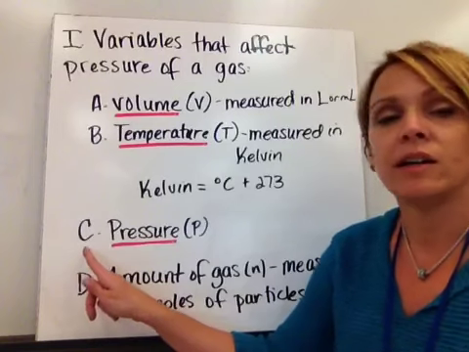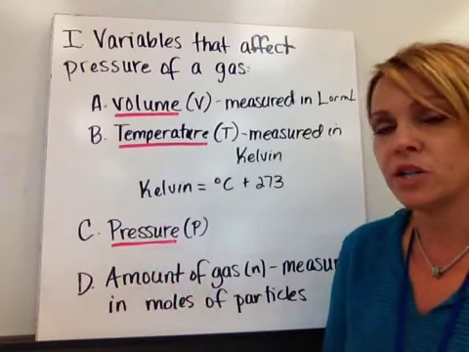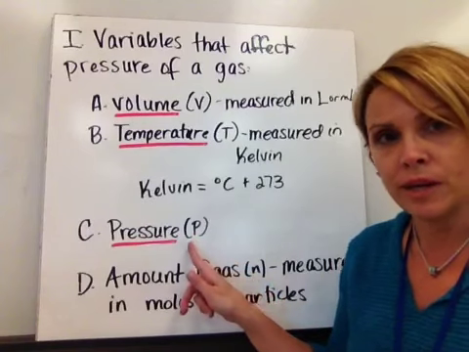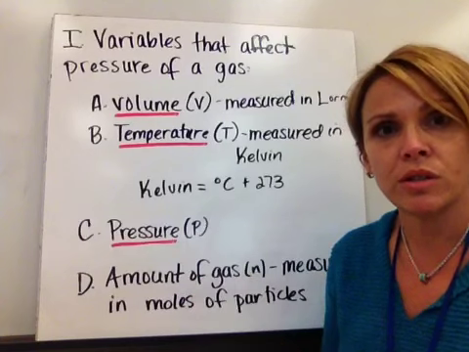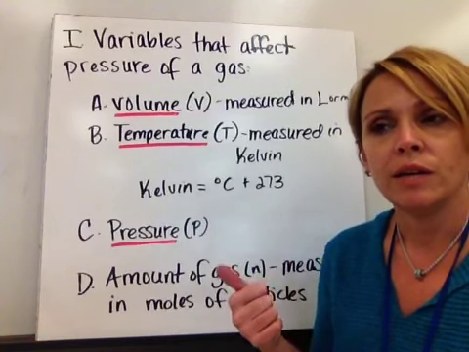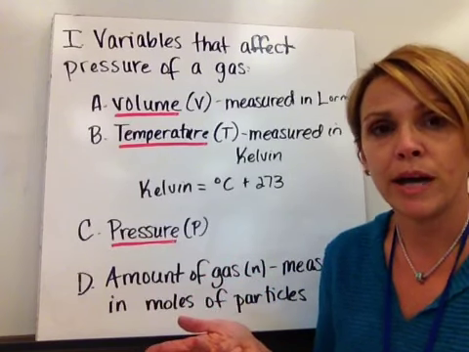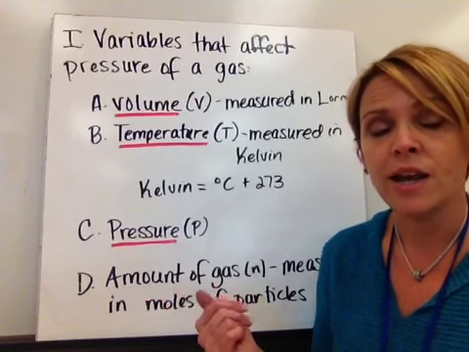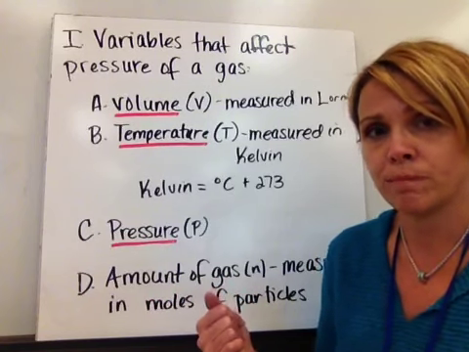All right, and then C is pressure. So the third variable is pressure, and we represent that with a P. And we went over all of the units that we used to talk about pressure. We talked about the millimeters of mercury, atmospheres, and kilopascals, and also PSI, the pounds per square inch. However, we won't use pounds per square inch in chemistry.